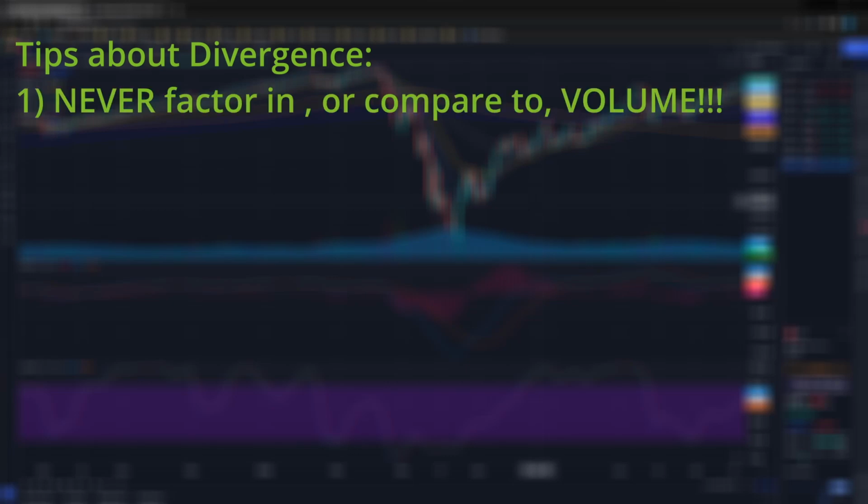The first one is never factor in or compare to volume. Never do this. I see this done every now and then, especially when the market's coming out of a major sell-off or bear market. This is a very wrong use of divergence. I'll give you a clear indication of that when we get back to the charts.